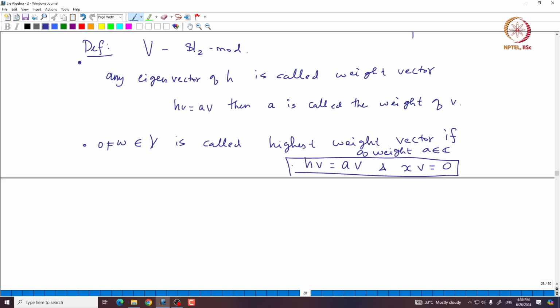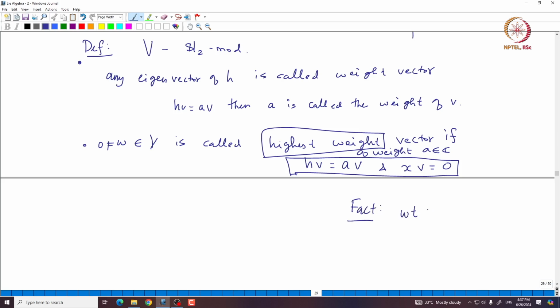So, we will see later why it is called the highest weight vector, because XV is being killed. By applying the sl2 action on V, we will not be able to get weight vectors which have weight more than A. This is actually something that we are going to see. This is the fact which will be proved later.